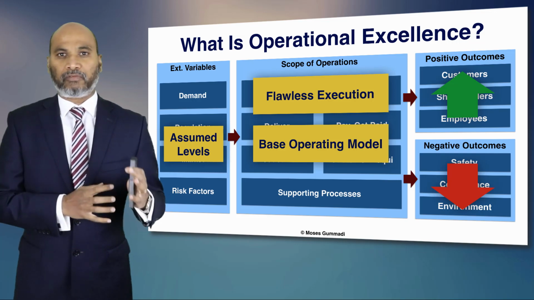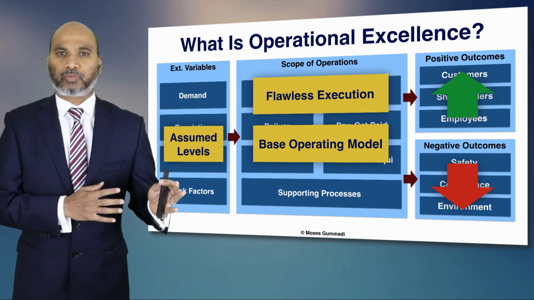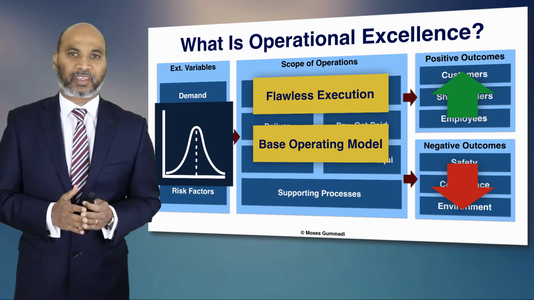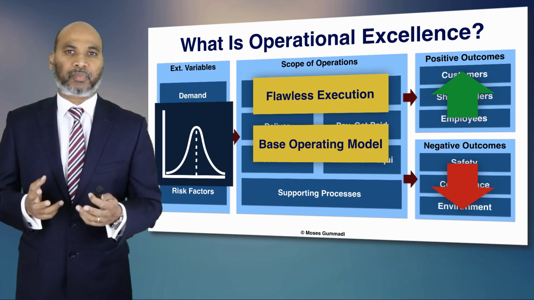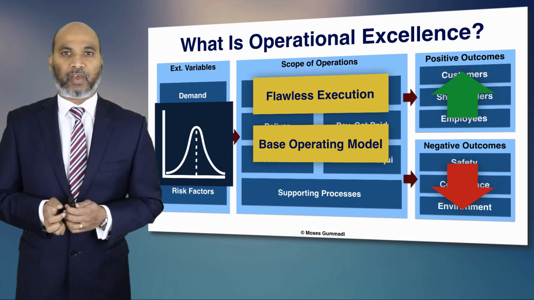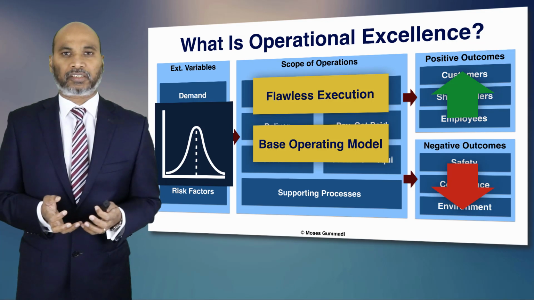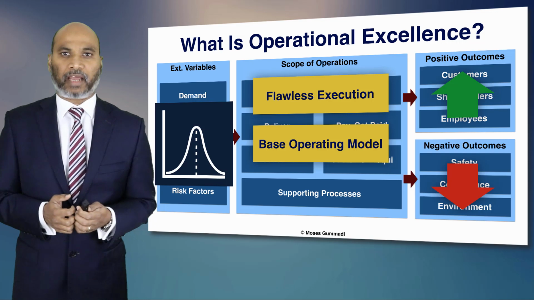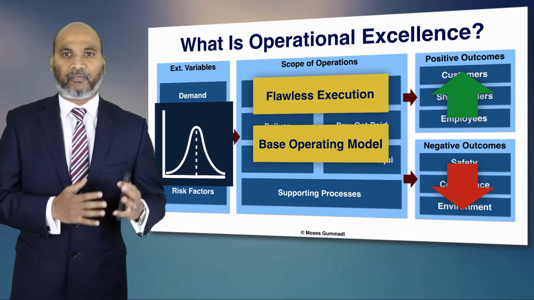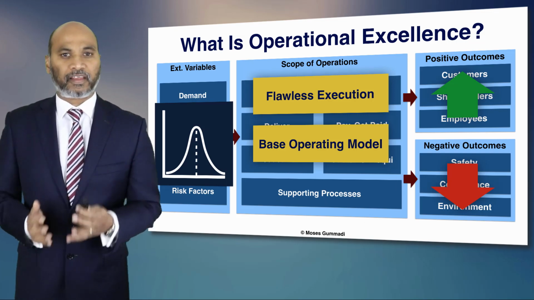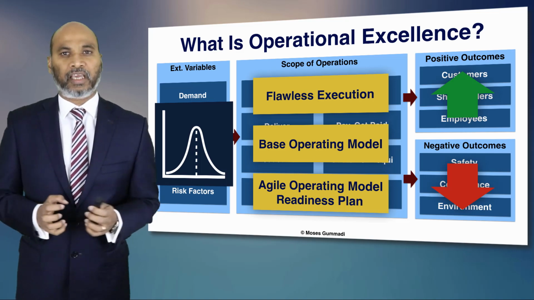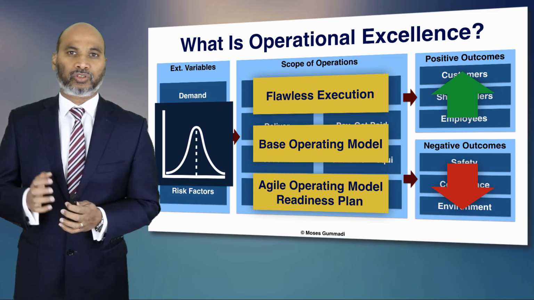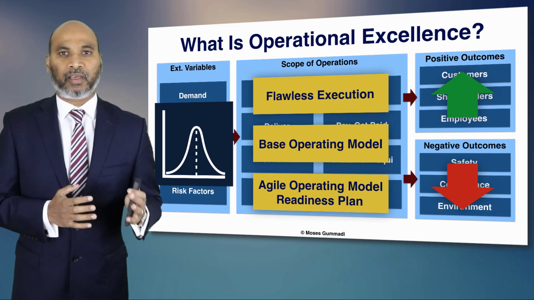Now, these assumed levels of the external variables we talked about do not stay constant, they vary. Demand varies. Suddenly something else comes up, and market factors vary. Sometimes you may end up seeing certain risks which you might anticipate, but you need to change your track. So these things vary, and when they vary, you need another element, and that element is essentially an ability to change and adapt your operating model to the new changing requirements coming externally.